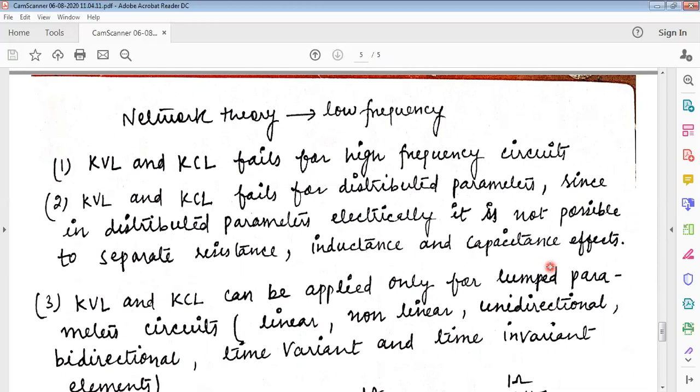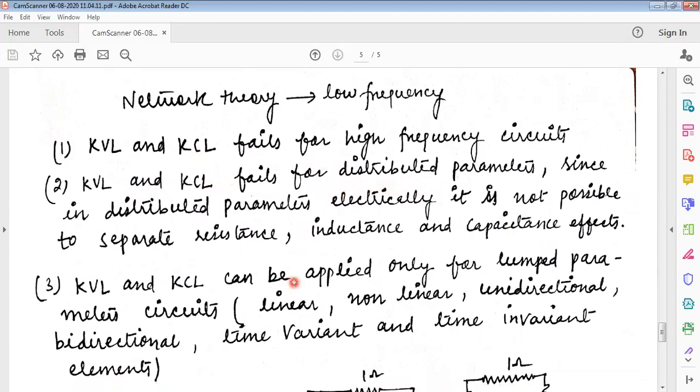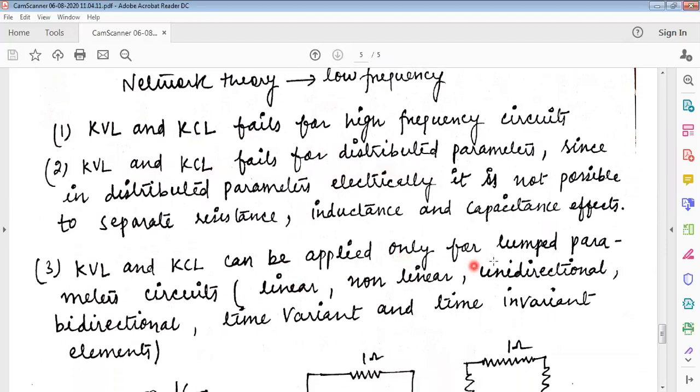So if you are not able to separate them, then you cannot apply the KVL and KCL. So KVL and KCL fail for distributed parameters. So KVL and KCL can only be applied for the lumped parameter circuits, whether that circuit is linear, non-linear, unidirectional, bidirectional, time variant or time invariant elements.